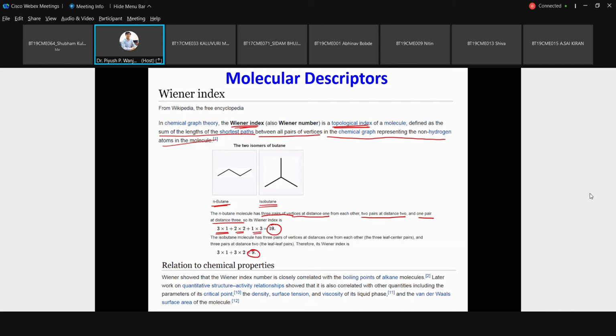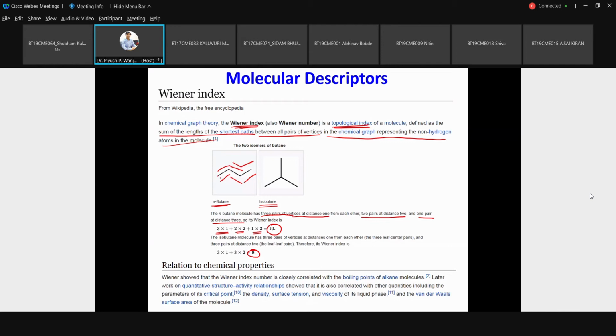Now what is 3 into 1? You can consider all these three pairs of vertices at distance 1: this is the vertex, this is the vertex, so this is 1, 2 and 3. They are counted as 3 into 1. Then the same thing for the sum of pairs from the vertices: this is considered as one pair, and this as another pair.